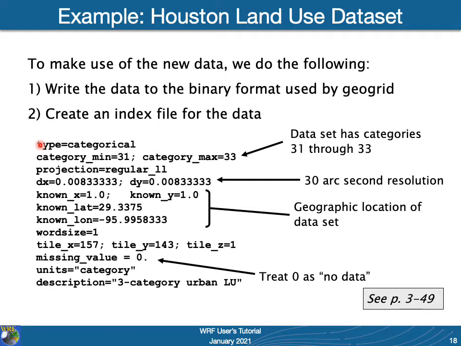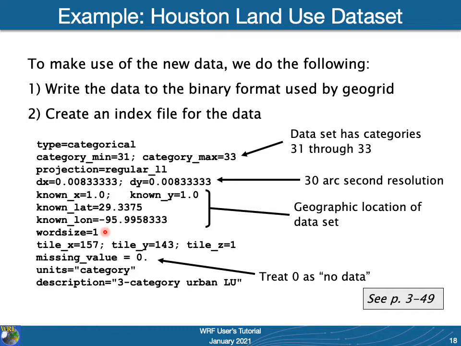So we need to tell the GeoGrid program in our metadata file that this is a categorical data set. It contains categories from 31 to 33. The data are projected on a regular latitude-longitude projection with delta x and delta y values of 30 arcseconds, or 1/120th of a degree. And we know that the 1 pixel, i.e. the southwest pixel of our data set, is at latitude 29.33 and longitude 95.996 west.